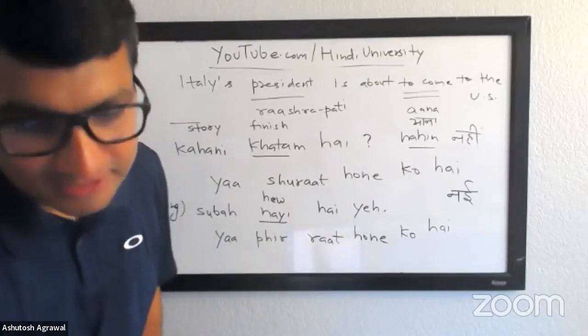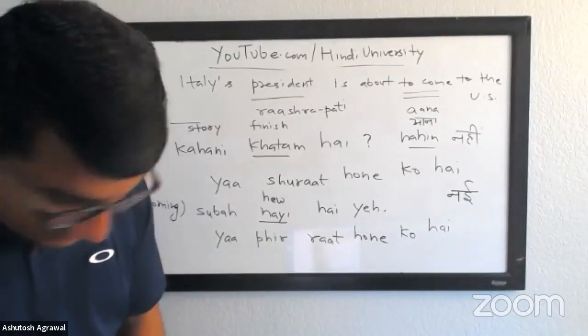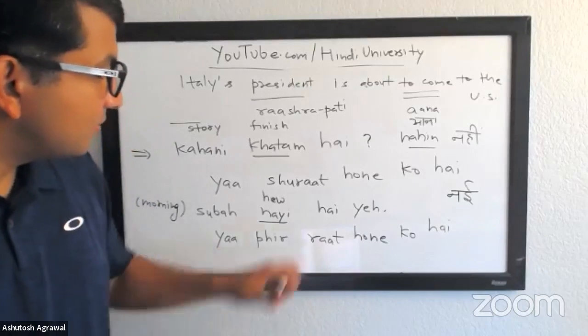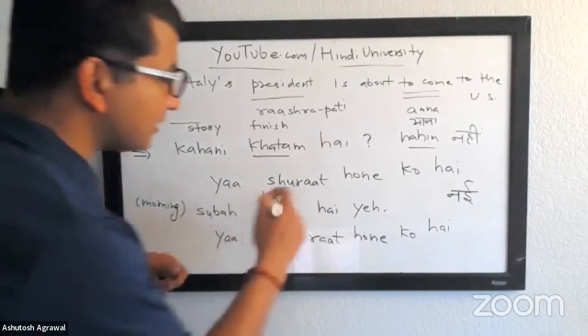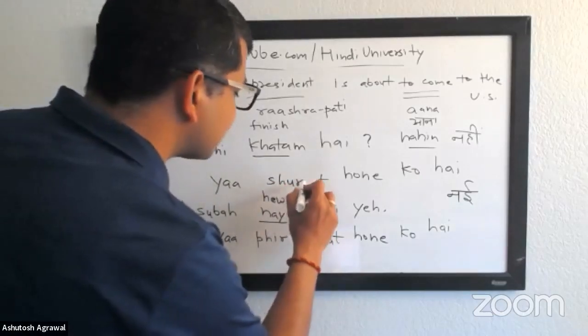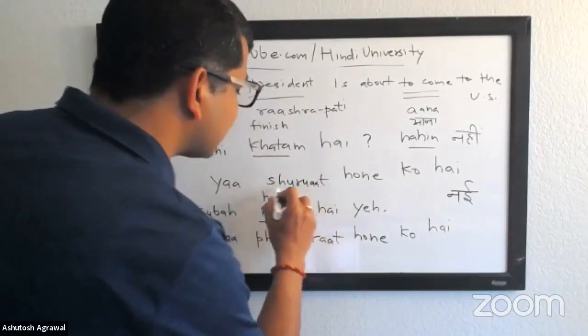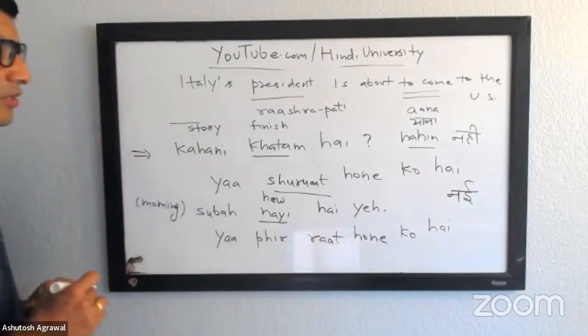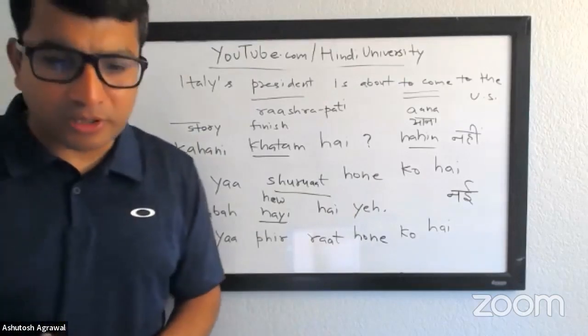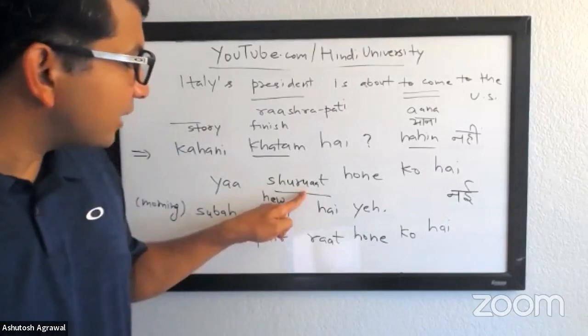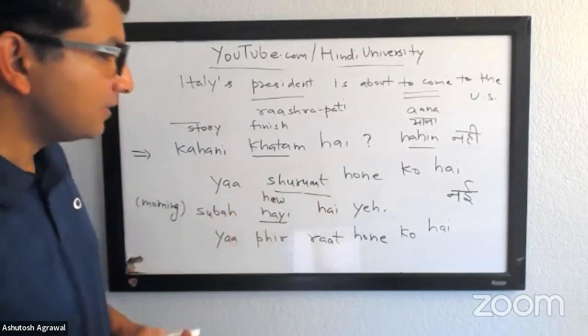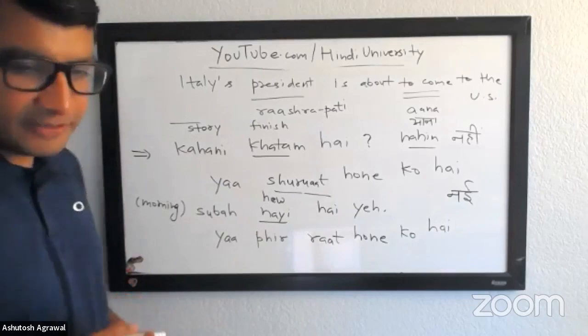Ashiti, can I just ask you, why is it shuruat hone and not shuru hone? Yeah, I think I didn't write shuruat. It should be shuruat. Sorry, shuruat. Oh, okay. So shuru hona, shuruat hona, it's the same thing. Sorry, I meant to write shuruat. Thank you. Anyone else?